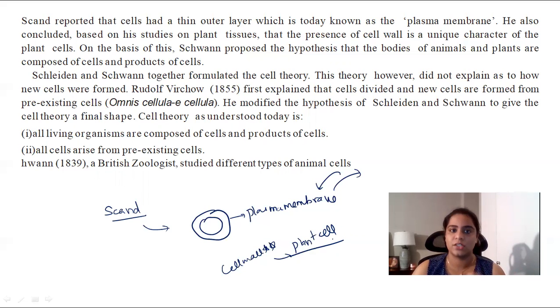Schwann proposed this theory. So on basis of this, अब तक Schwann और Schleiden ने जो कुछ theories बनाए, उसके basis पे एक और scientist Schwann proposed the hypothesis that the bodies of animals and plants are composed of cells and products of cells. और अभी श्वान ने क्या बोला? श्वान ने प्रपोज किया हाइपोथेसिस दैट द बॉडीज ऑफ एनिमल्स एंड प्लांट्स आर कंपोज्ड ऑफ सेल्स एंड प्रोडक्ट्स ऑफ सेल्स. तो चाहे वो एनिमल्स हो या प्लांट्स हो, दे आर हैविंग cells. Let it be plant, plant also has cells, animals, animals also have cells. Schleiden and Schwann together formulated cell theory.